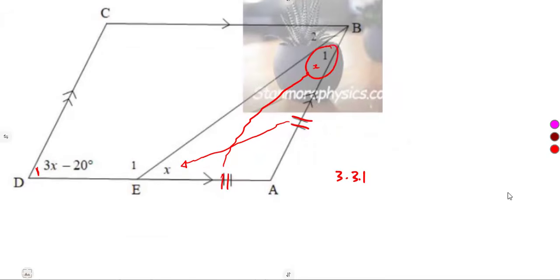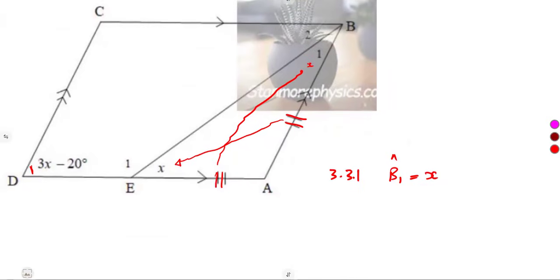Angle B1 is equal to angle X. Why are we saying that angle B1 is equal to X? We are talking about angles opposite equal sides. So we saw that from the sides that we're given. So that's the B1 there is X.